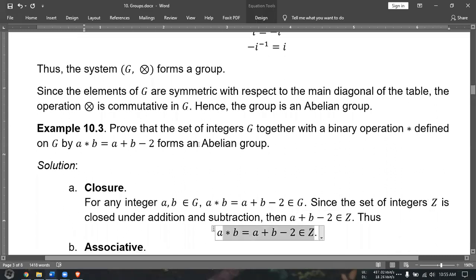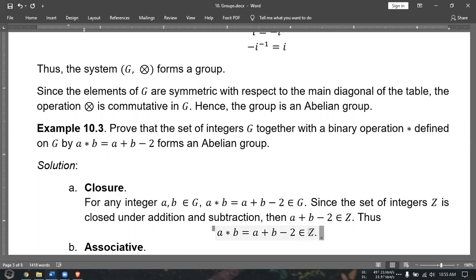For any A and B elements of G or Z, A plus B minus 2 is also an element of G or Z. The G is the definition that we used. Baka ma-confuse kayo. Here, this is our G. And since we are pertaining to a set of integers, that's why we specifically use this symbol, the set of integers, instead of G.